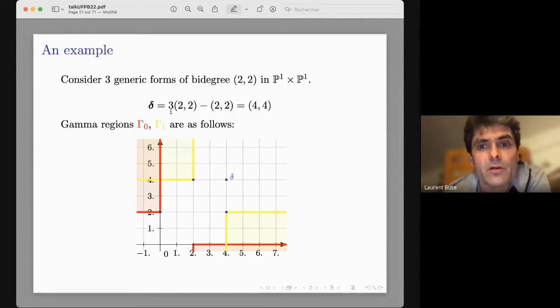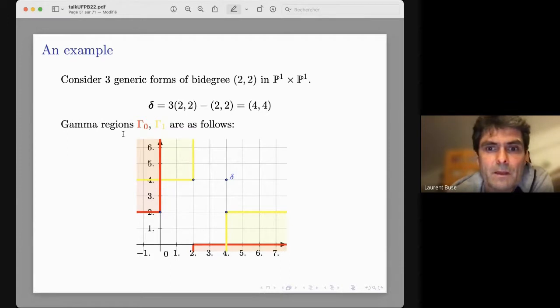If you look at delta, this will be 3 times (2,2), because we have three equations and this is their degree, minus the shift (2,2), which is 1 plus 1 and 1 plus 1 because we are over P1 and P1. So the delta is (4,4). You see in the picture, this is the point that is here. What is this picture? This is the degree with respect to the first P1, and this is the degree with respect to the second P1. And here you have delta.